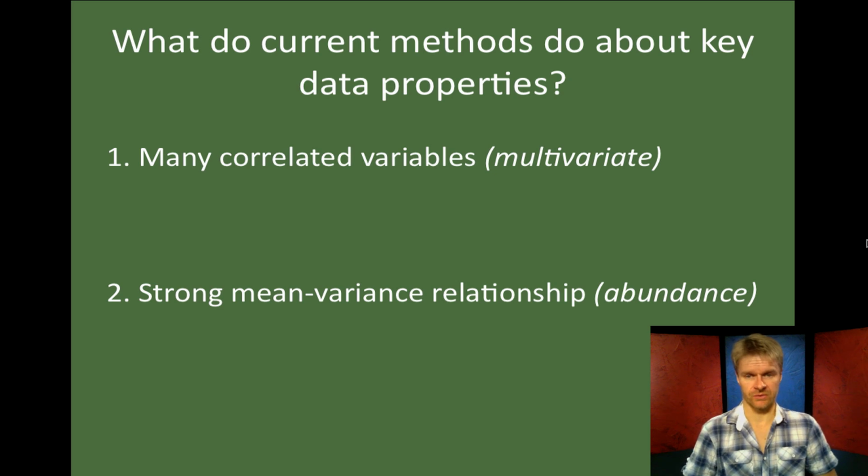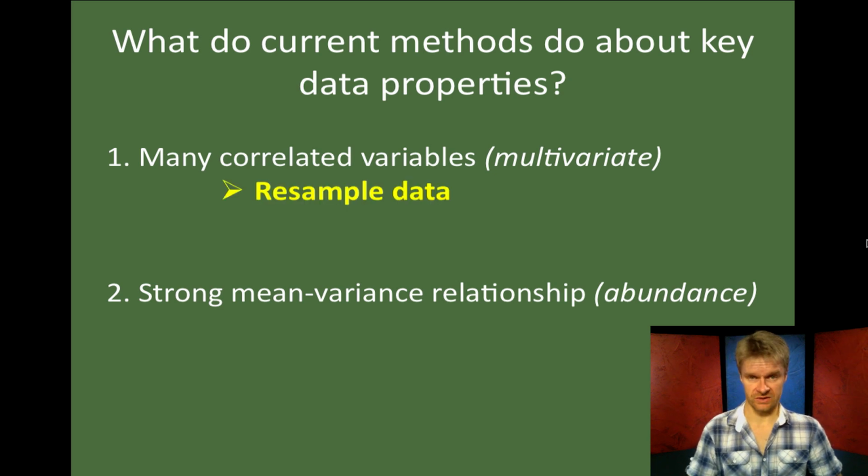Okay, so what does mvabund and friends do about these key data properties? Well, the multivariate property it handles through resampling, most commonly permutation tests, but bootstrapping rows of the data works as well. What do these methods do about the abundance property?